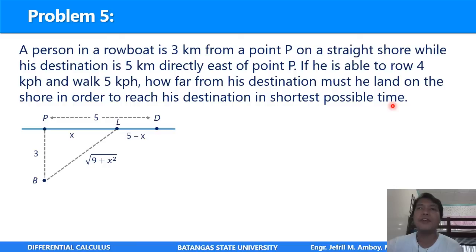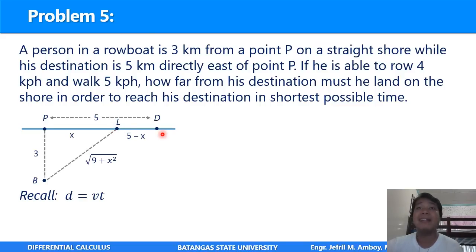Okay? But what formula for time should we use? Okay, recall the formula for finding the distance. If you are traveling at a constant speed v, the distance is equal to the speed multiplied by the time. If your speed is v, you multiply it by t, you'll get the distance traveled. Okay? But here, we want to get the time because we want to minimize the time. So we will solve for t, that is simply d over v. Okay? But there are two time intervals that we can get here. The time interval from B to L and the time interval from L to D.